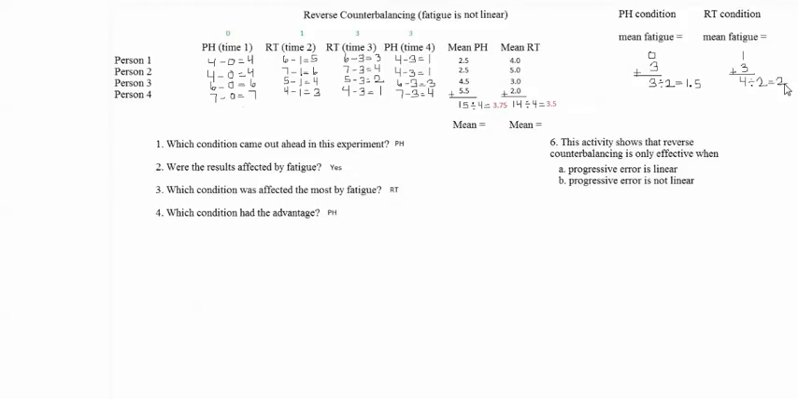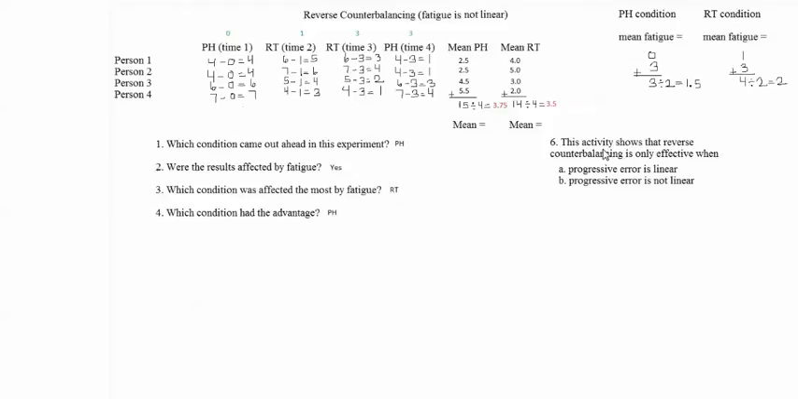Round Table had the higher fatigue average. 2 is higher than 1.5. Which condition had the advantage? Pizza Hut had the advantage because it had the lower fatigue average. Since it had lower fatigue, its taste ratings didn't suffer as much because of fatigue. So Pizza Hut had the advantage in the taste test.